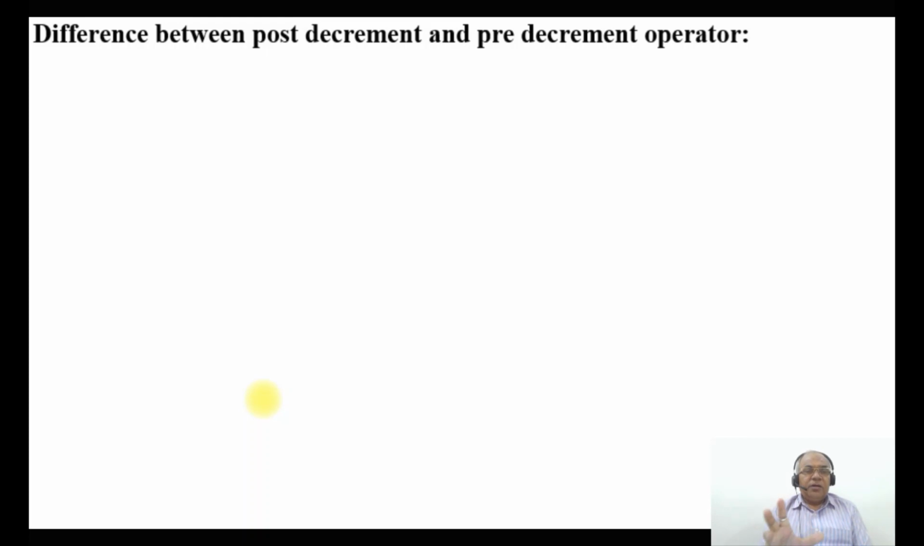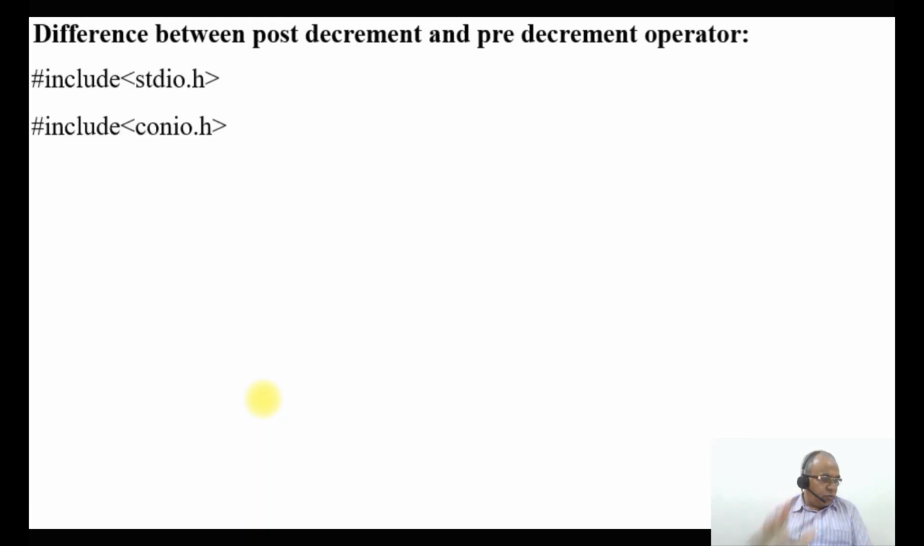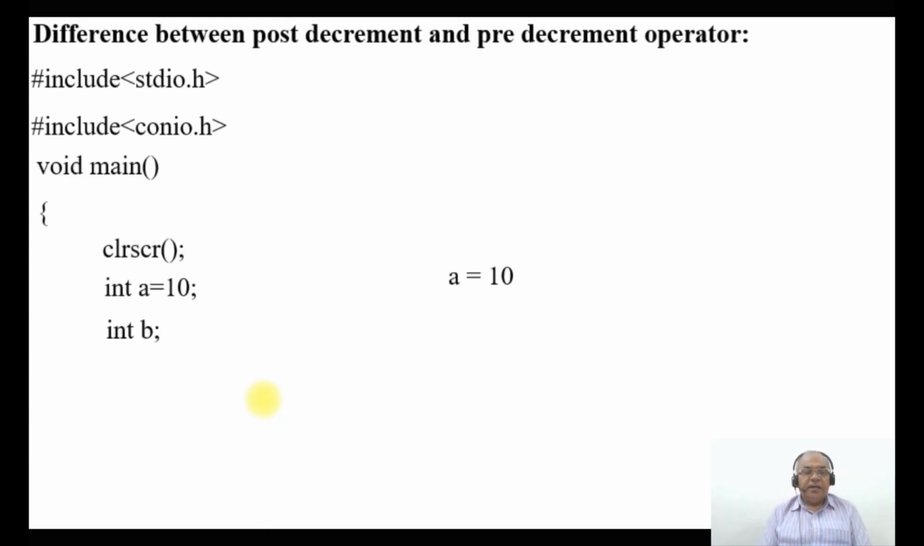Suppose we take the difference between the post decrement and the pre-decrement operator when we are considering two variables, let us see. So a is equal to 10 and int b. See what happens. b is equal to the value which I need to find out. Suppose you are considering b is equal to a--. So first it will copy the value of a into b, so b becomes equal to a. Then it decrements the value of a by 1. So that means a is equal to a minus 1, which is 10 minus 1, which is equal to 9.